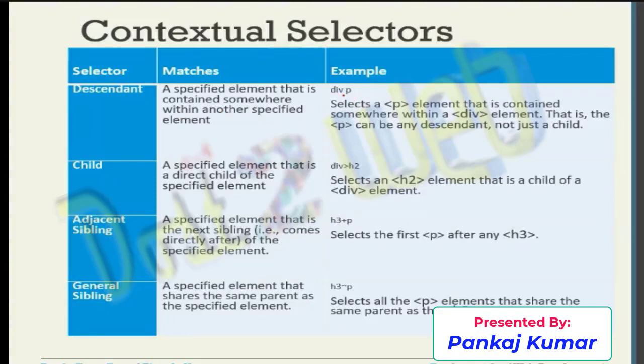That means it will select the paragraph element that is within the division tag. Next, I'm using division tag and then H2, so this is the child element of the division tag. Next, H3 plus P means select the first paragraph after H3. So wherever H3 is there, the first paragraph after it will be selected. H3 tilde paragraph means it will select all the paragraph elements that share the same parent as the H3. Like this way you can use the contextual selector.